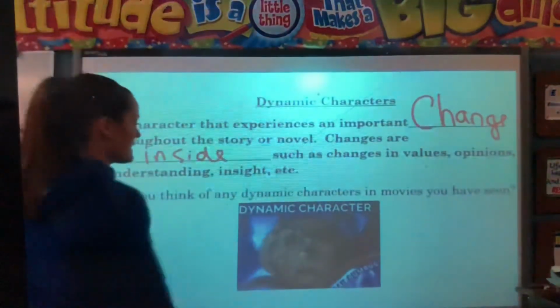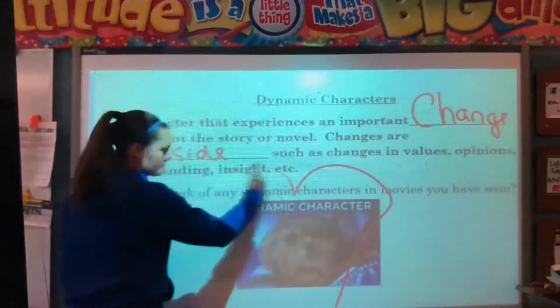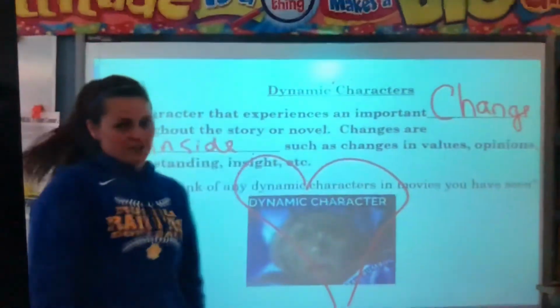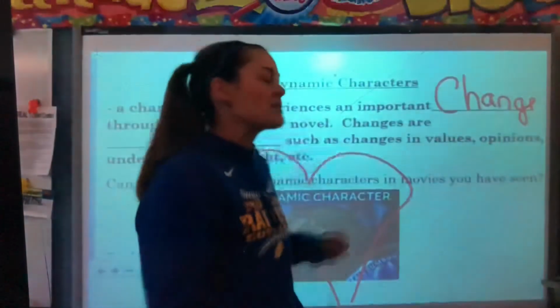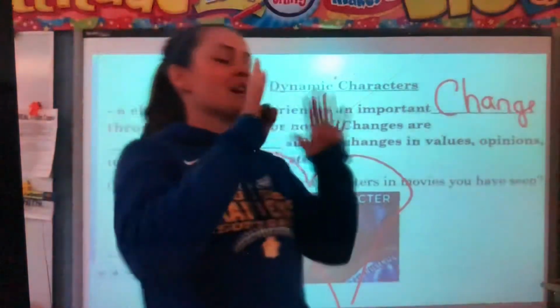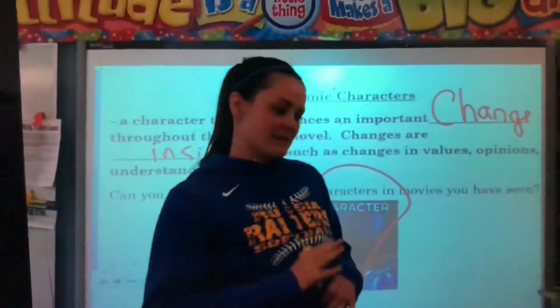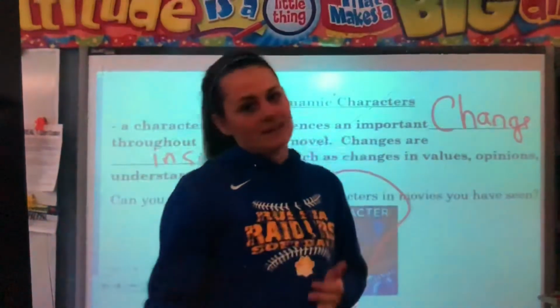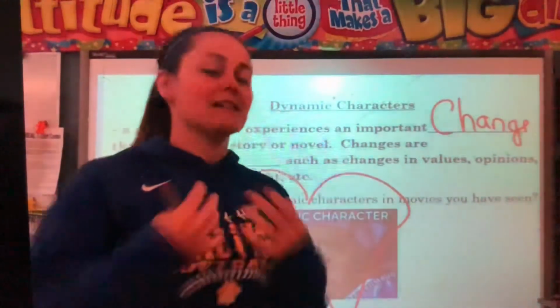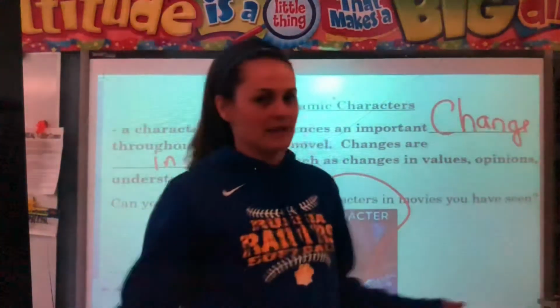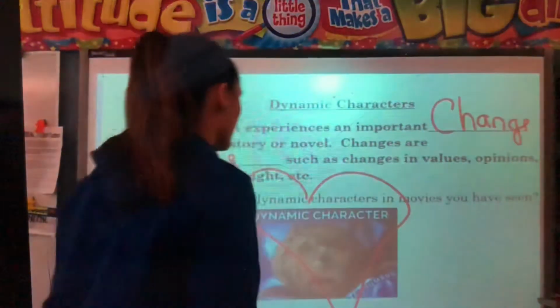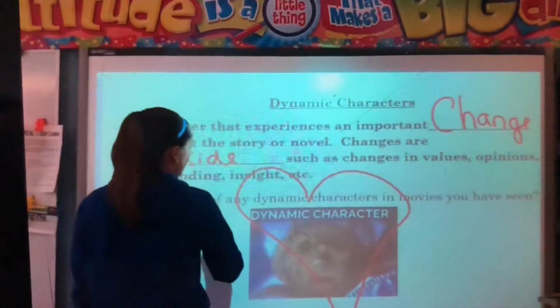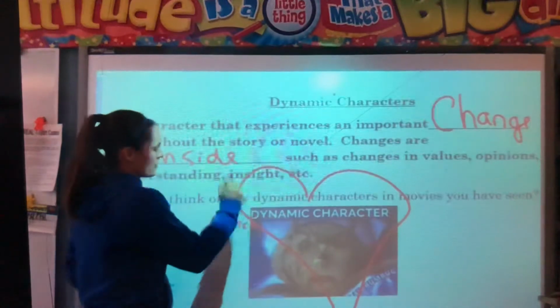So here is the perfect example of a dynamic character, the Grinch, right? From beginning to end, the Grinch changes tremendously. He hates the Whos, he hates Christmas, he hates everything about being with other people. At the end, we know that drastically changes. He loves Christmas, he loves the Whos, he lives down there with them happily ever after, right? So a dynamic character would definitely be considered the Grinch, right?